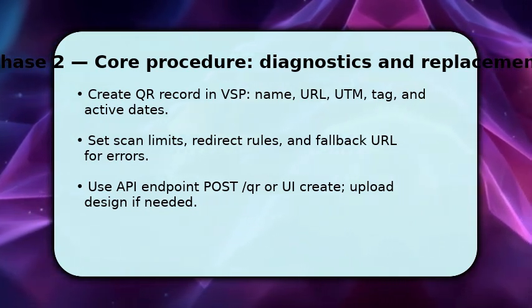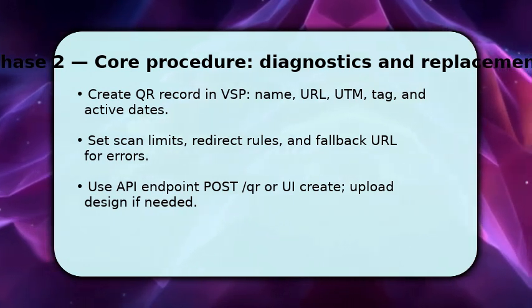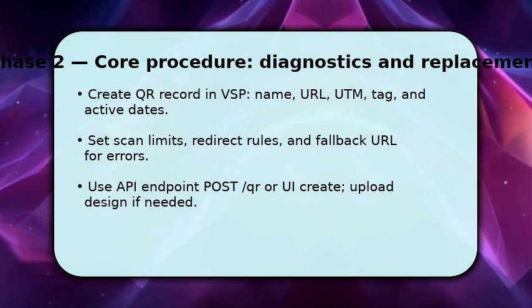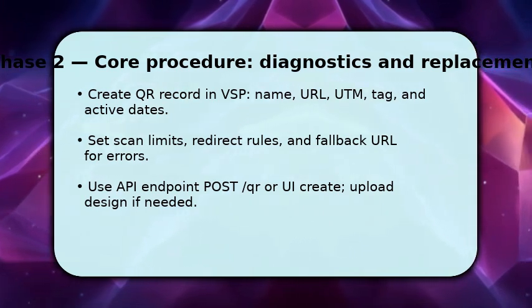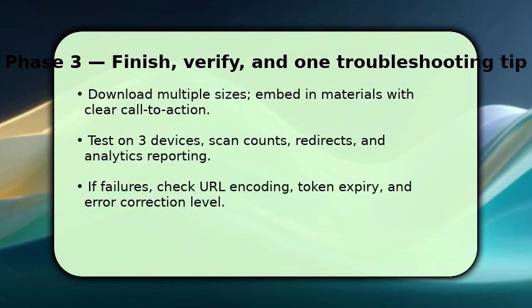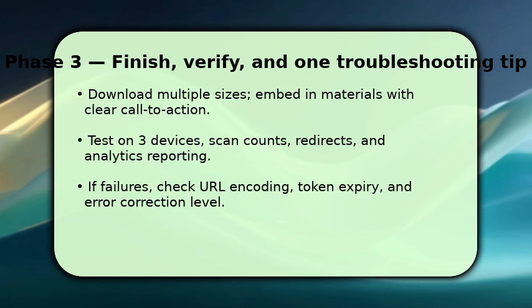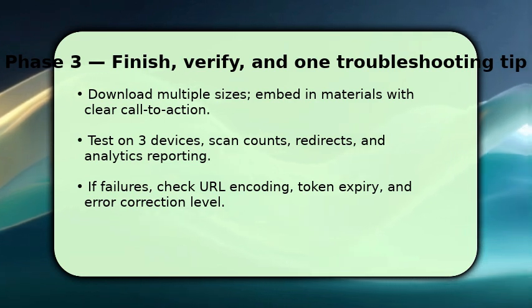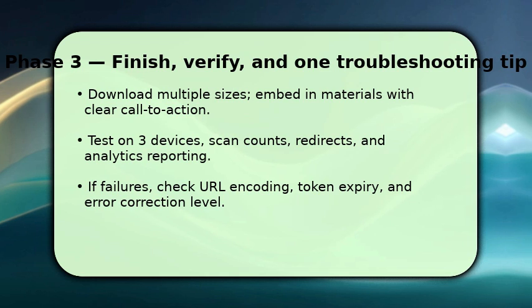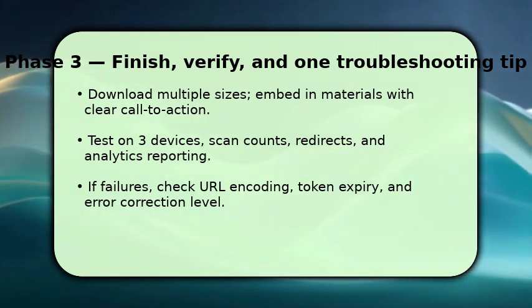Use the API post/QR to automate multiple codes or the UI create flow for single items, and then generate PNG or SVG outputs at desired DPI. You're ready to deploy. Download the QR at several sizes and embed it in print or digital assets with a clear call to action. Once placed, test on 3 devices and verify scan counts, redirects, and analytics arrive in VSB.